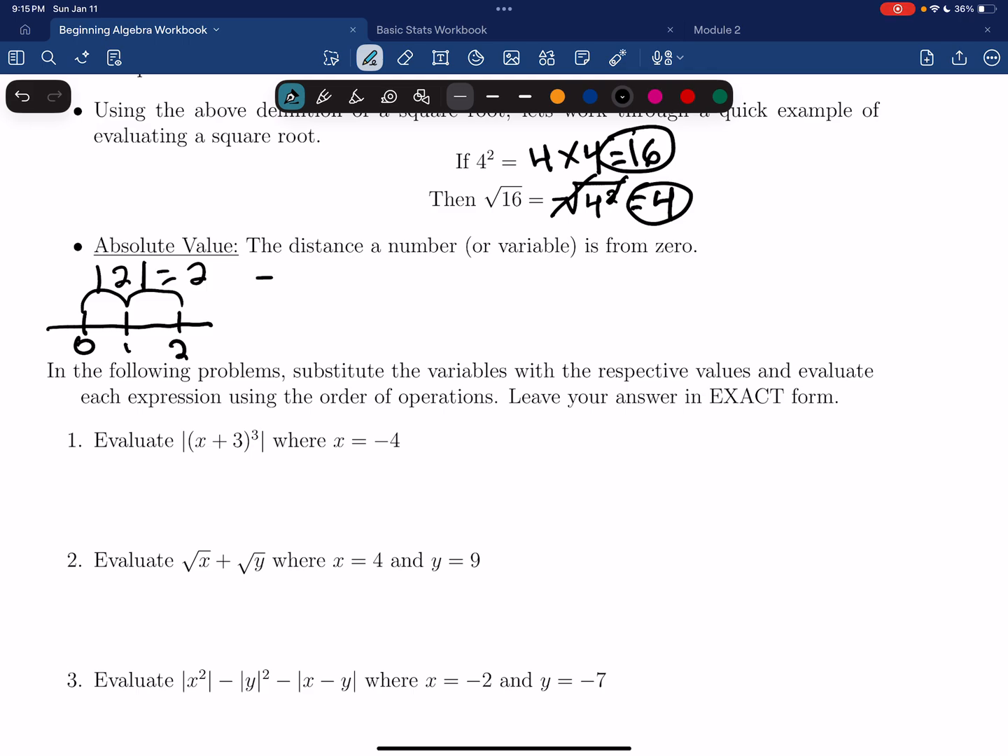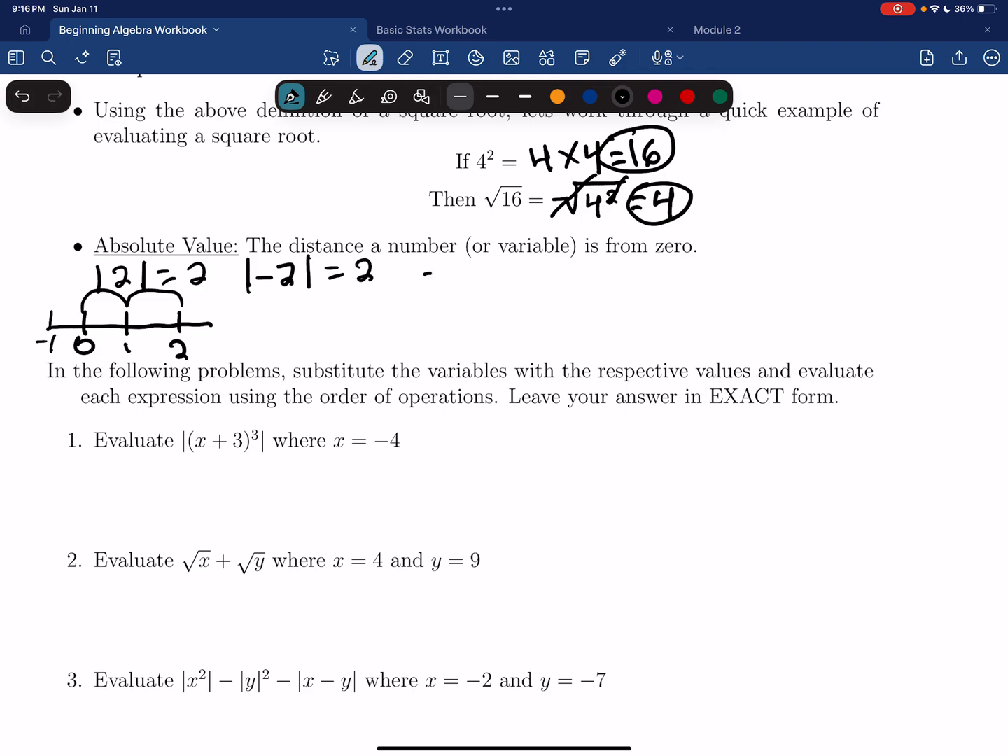But what if we said the absolute value of negative 2? Do you think that would be the same? Would it be different? Well, let's imagine the number line. Let's draw out negative 1, and then negative 2 is over here. Let's see how many units it is away from 0. We have 2 units. So the answer is 2.